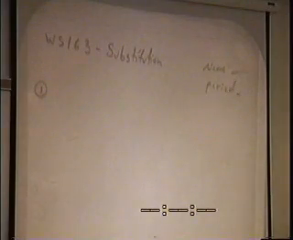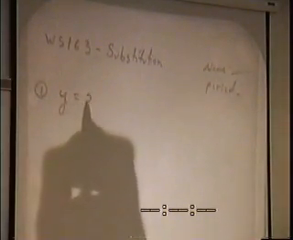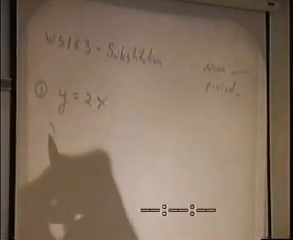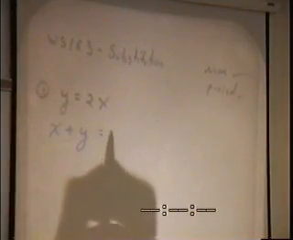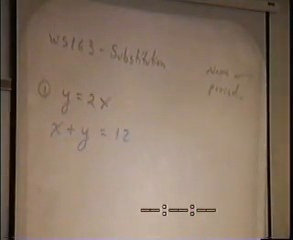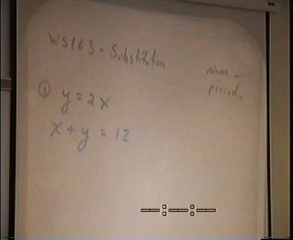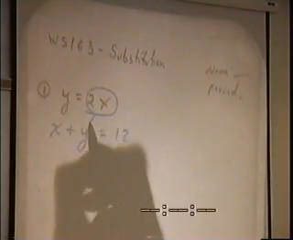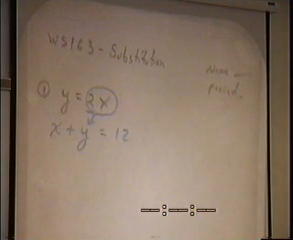Color code this thing. I'm going to put y equals 2x in one color. Don't have to, but it makes it nice. x plus y equals 12. This thing is set up very nicely for substitution. We're going to put this instead of y and solve it.